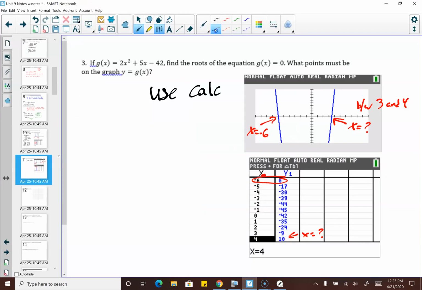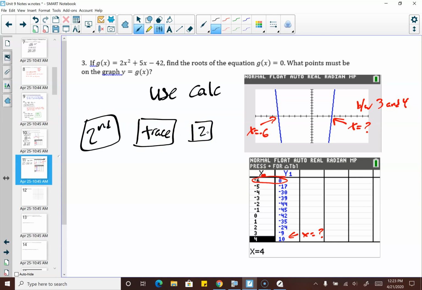So I just want to write down what the notes are again. So it's second, trace, and then you want to pick option number 2.